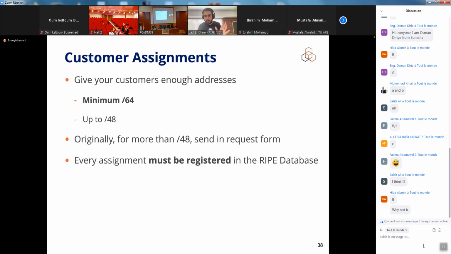Okay? Historically, if you wanted to give a customer more than a /48, you had to send the request form to the RIPE NCC. Why? Because you are interested in knowing why would you give one customer more than 65,000 networks? And in each network, they have 100 billion IPv6 addresses. So we wanted to know more, right?